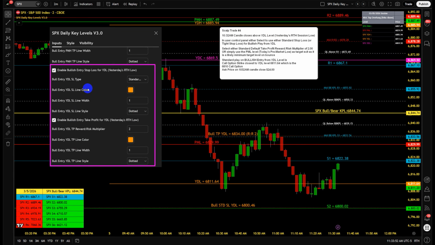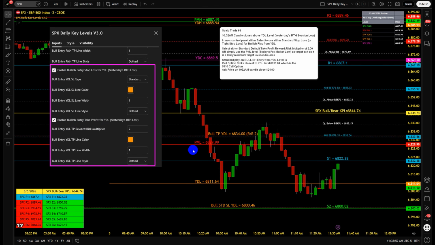So it's broken up where you have a bullish entry section, and then it goes through each one of these levels on a bullish entry section, and each one has stop loss and take profit. Then there's a bearish entry section with the same thing. Every one of these levels will have its own little micro section within the bearish trade section, in which you can enable the stop loss and also enable the take profit.